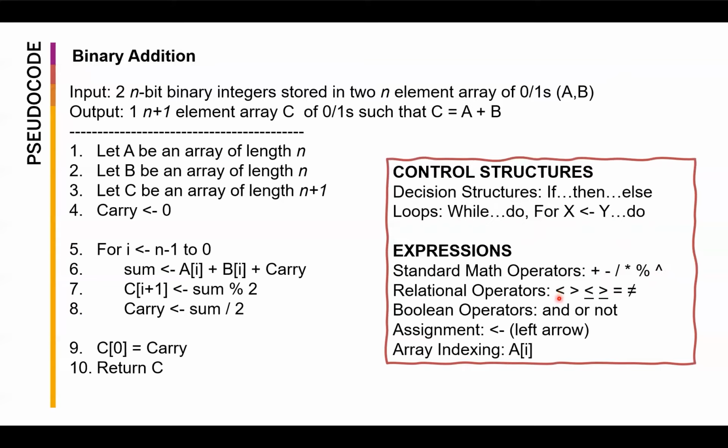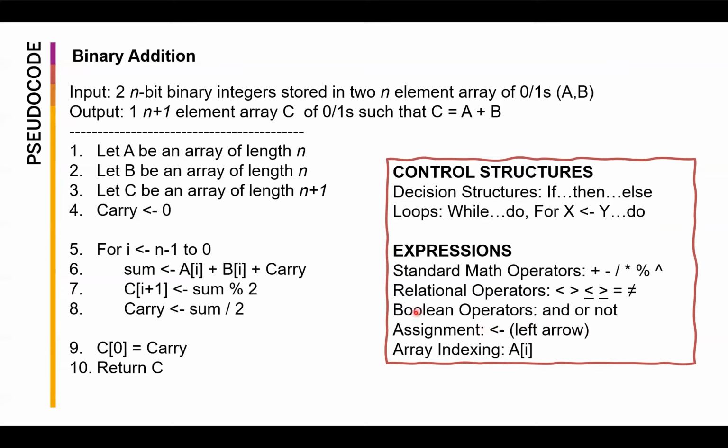Relational operators: if you want to do some comparison, you can use greater than, less than, greater than or equal, or equal and not equal. The reason we use the left arrow for assignment is so that we don't confuse ourselves with a comparison operator. If we're simply comparing if A is equal to B, we use the equal sign. If we want to assign, let's say, 1 to variable A, then we use the left arrow to indicate that.